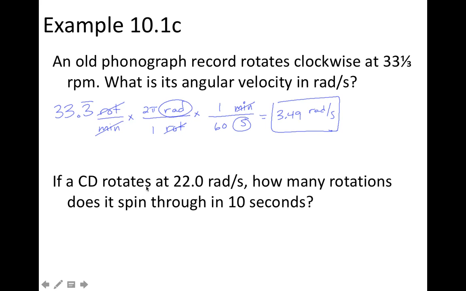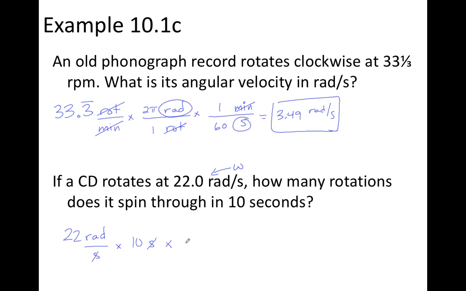Here we have a CD rotating at 22 radians per second, so we should recognize that 22 radians per second is the angular speed. We want to know how many rotations it spins through in 10 seconds. So if I take that 22 radians per second and multiply it by 10 seconds, this is 220 radians. That's the angle that it has spun through.